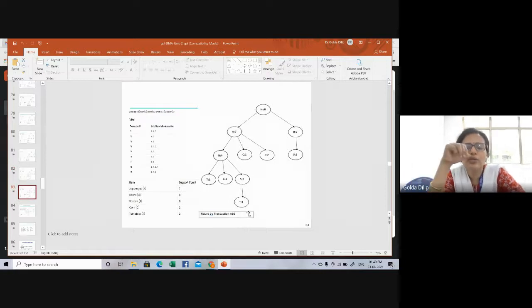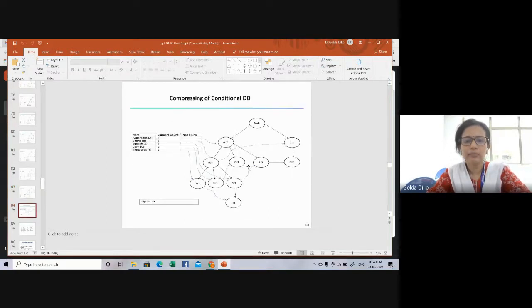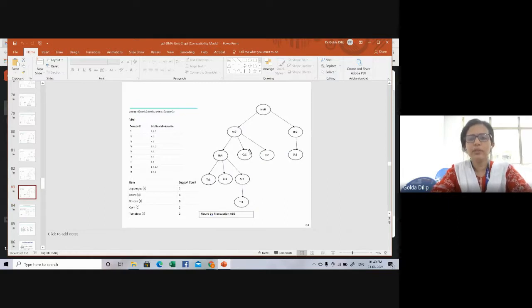Next, coming to transaction 9. The transaction 9 is BAS. When you're arranging in the decreasing order of the support count, it becomes ABS. So A becomes 7, then B becomes 4, then S becomes 2. So this is your final FP tree.